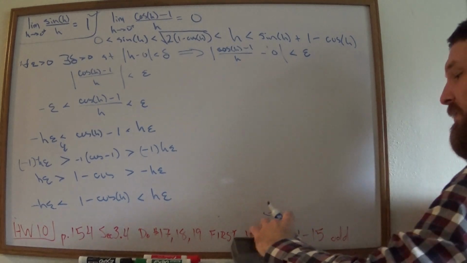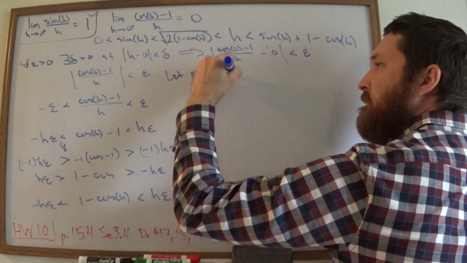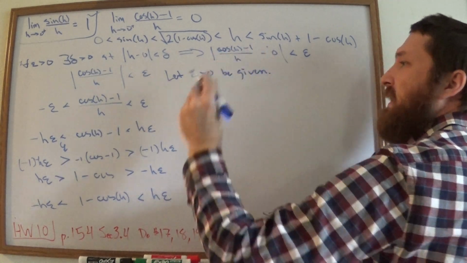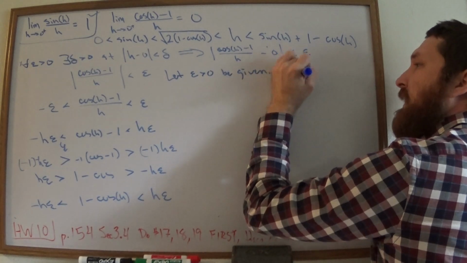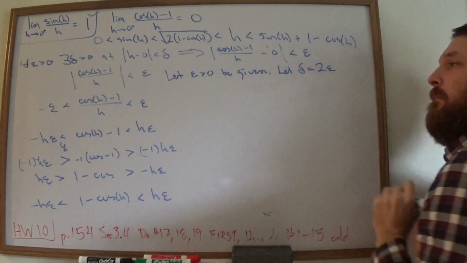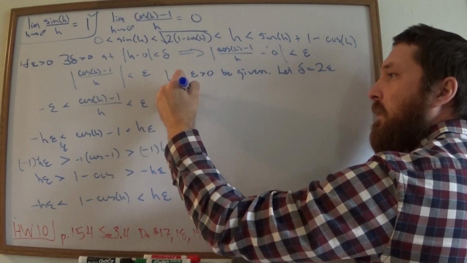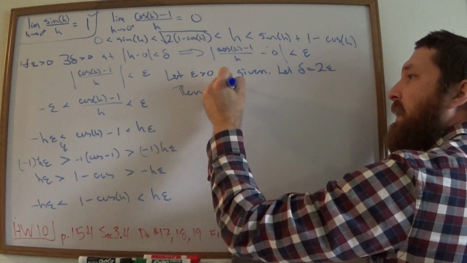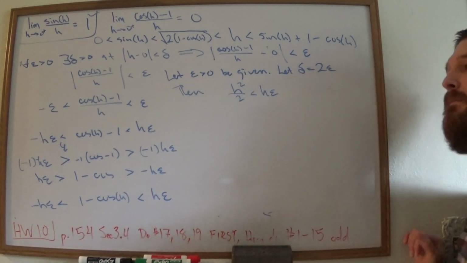Now, the same thing as before. Let epsilon be given. So you gave me some number, 0.001. I'm going to say, then let delta equal 2 epsilon. And just like last time, I'm not going to go through it all, but we could say, then h squared over 2 is less than h epsilon.